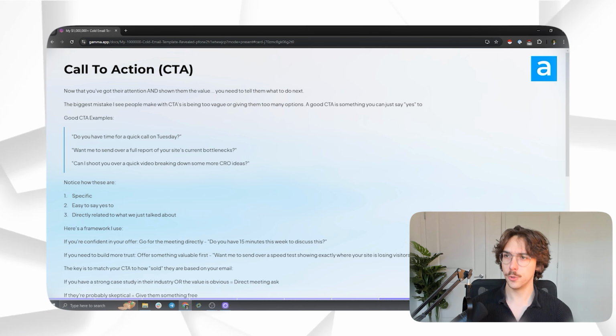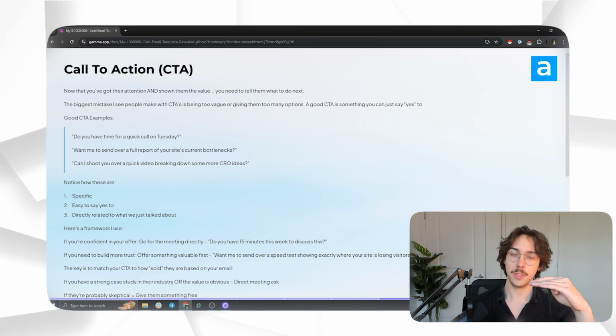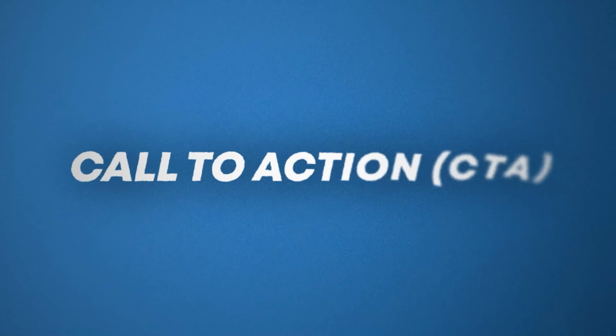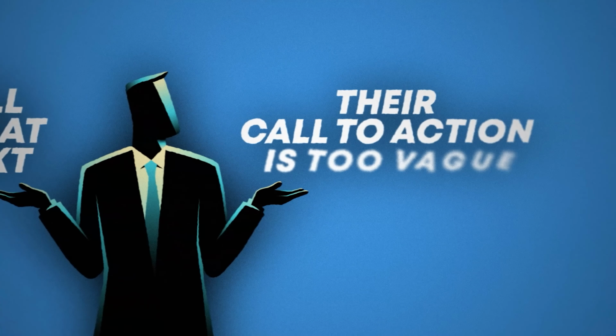So moving on to the next part of the email. First, we explain why we're reaching out. Then we explain what value we have to provide to them. Now we're just pitching the call to action. So now that we've gotten their attention and shown them the value, you need to tell them what to do next. The biggest mistake I see people make is that they either don't tell people what to do next or that their call to action is too vague.